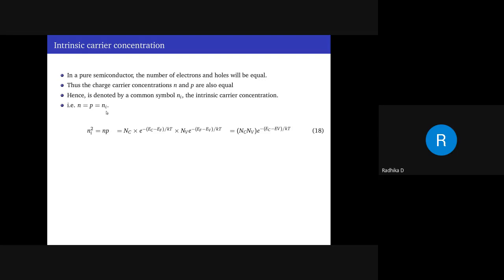Now, if I do ni square, I will get n into p. If n is equal to p, n into p is also ni square, right? It's like ni into ni. Both are same. So I can do n into p. So substitute for n, substitute for p, bring the constants together, Nc and Nv together. And if you take a product here, the Fermi energy term goes off. Ef by kT goes off. There is a plus Ef by kT here and minus Ef by kT. You take a product, it goes off. And then the leftovers are minus Ec and minus Ev.